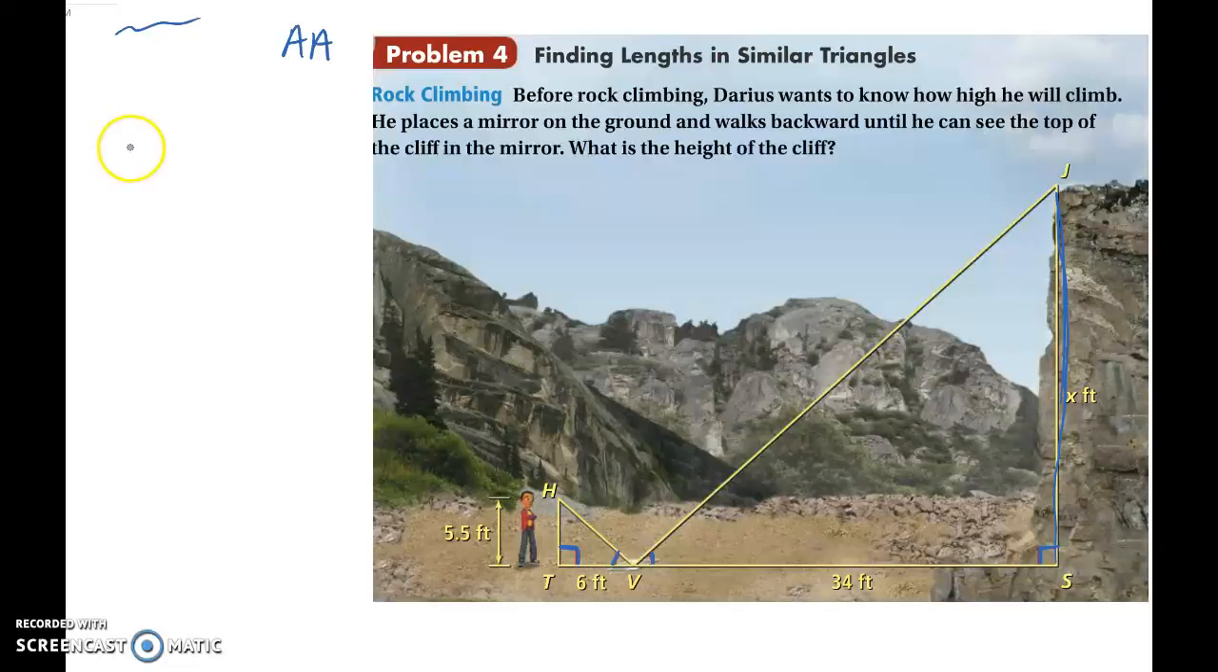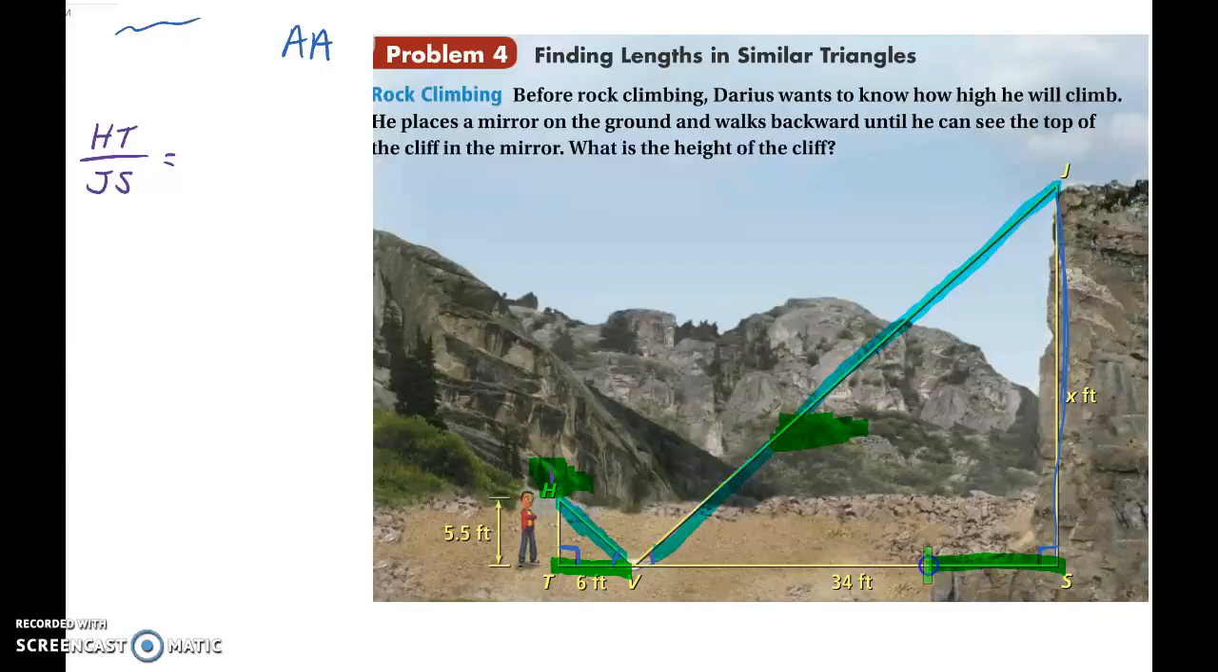So I'm going to do the height of the person, the height of Darius, so HT, over top of the height of the cliff, so JS. And since I went from the person to the cliff, I need to be doing the same thing going forward. I don't know the length here from Darius' eyes to the mirror, and I don't know this length here, so I won't use either of those. But I do know how far away Darius is standing from the mirror, and I know how far away that mirror is from the cliff.